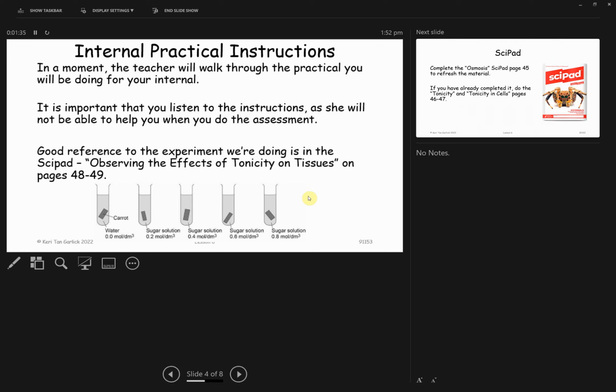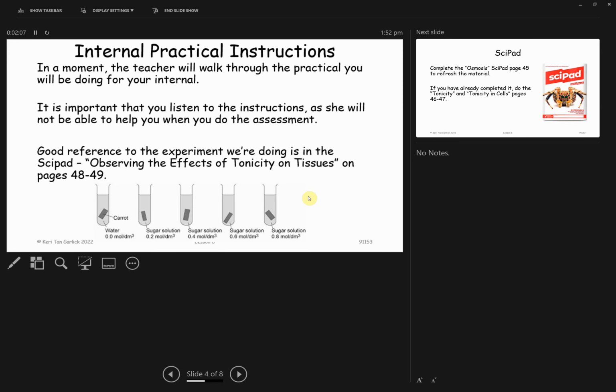I will also be showing you guys some of the Scipad as well, because pages 48 and 49 have a really good example of an experiment, and that experiment is very similar to the one that we are doing as well, and so you can use that as a reference point to help you guys out. Be mindful that on this internal, you are allowed to look at the previous 2 practicals to help you. You are also allowed to use your notes and your Scipad and everything like that, so that can help you basically write your report and things.